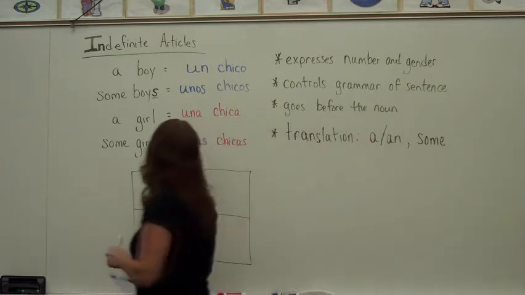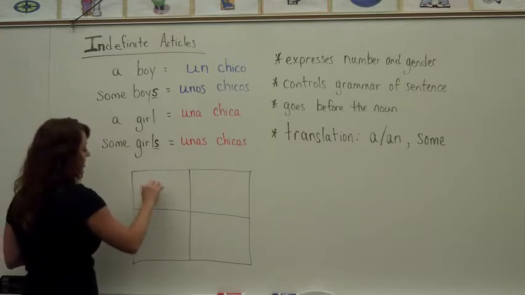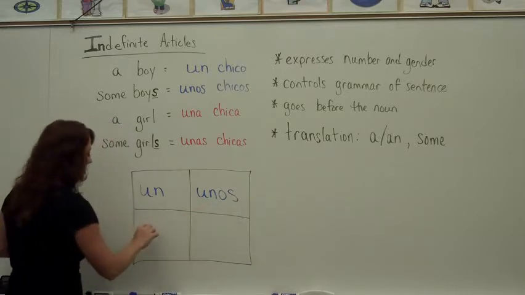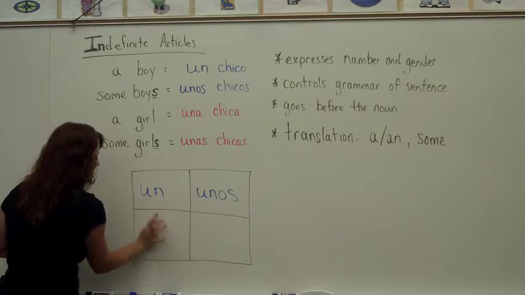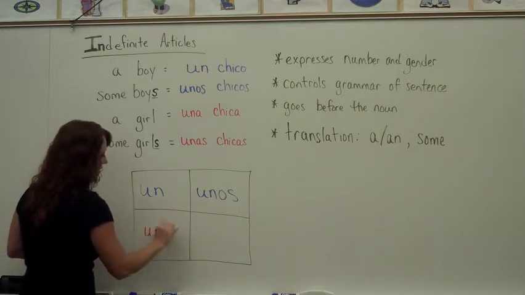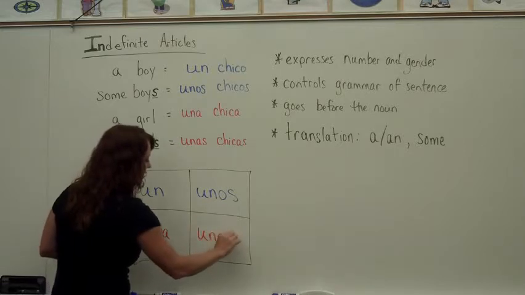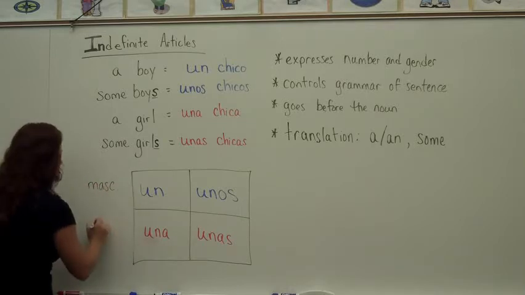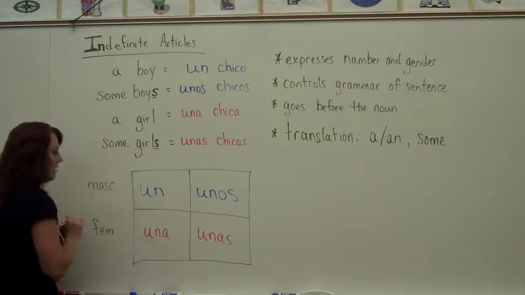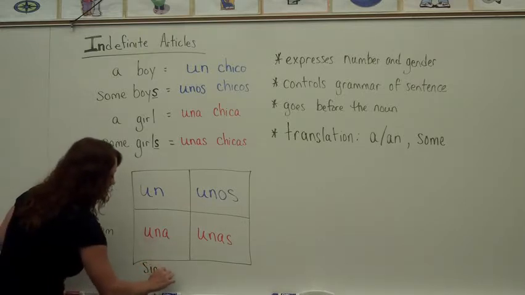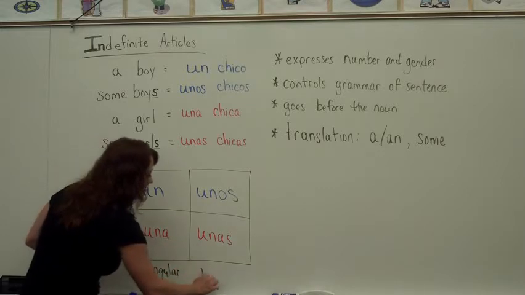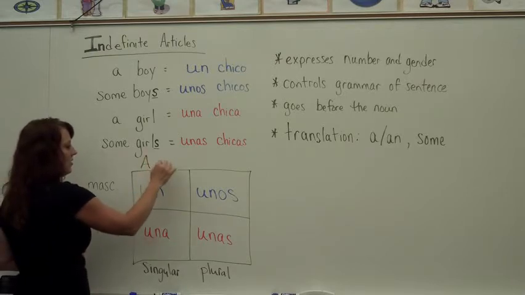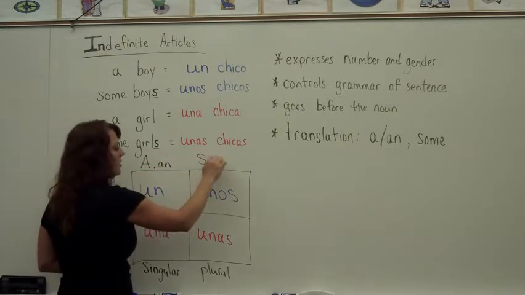So if you put it in a chart, you can put the masculine, un and unos, and then you can put una and unas. And if you want to label that, you can say that this is the masculine, this is the feminine, this is the singular, this is the plural, and this column means the word a or an, and this means the word some.